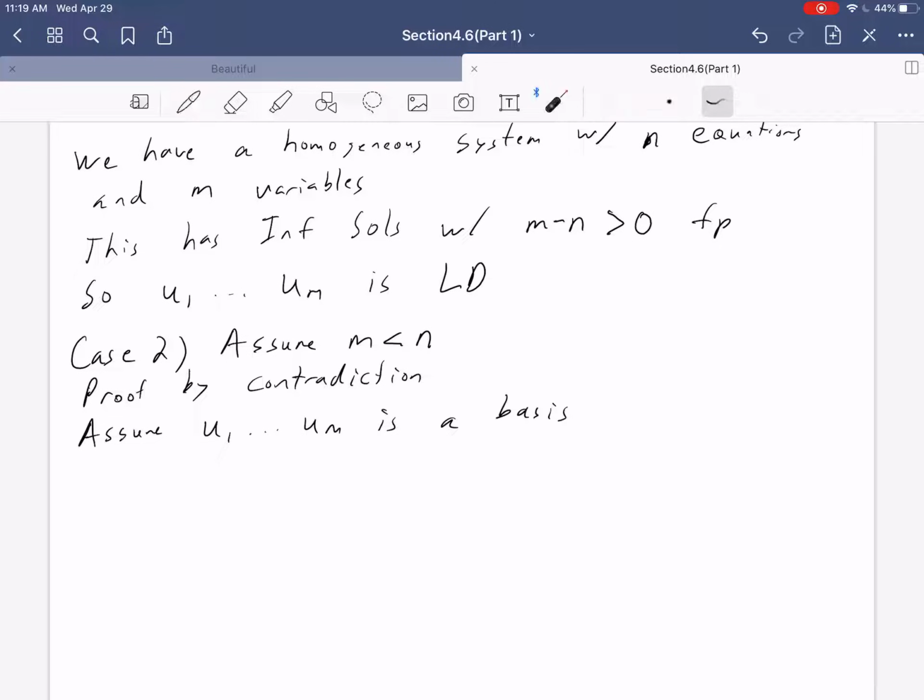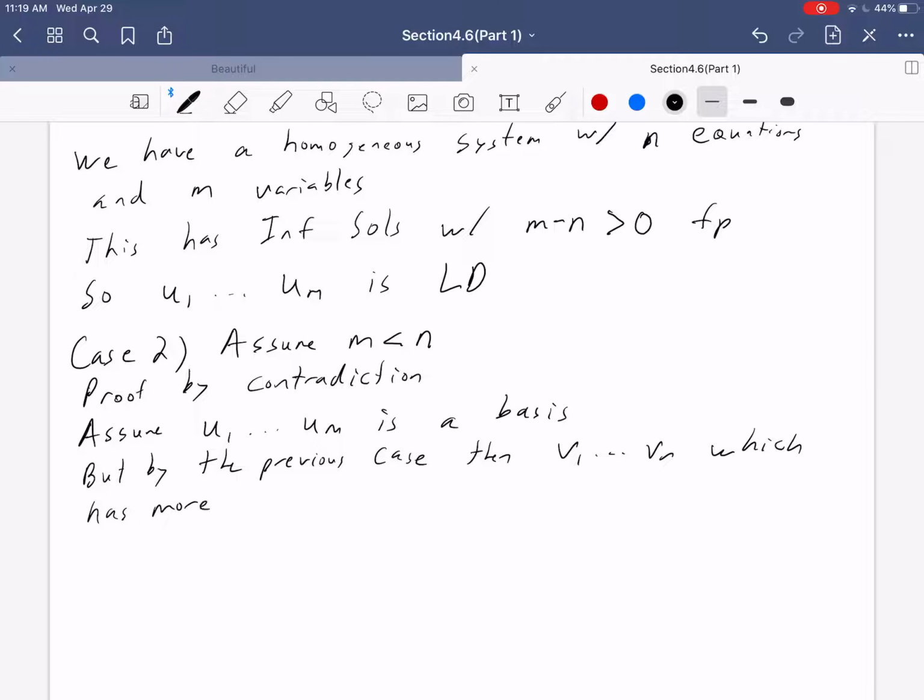Okay, so u1 through um is a basis. But by the previous case, then v1 through vn, which has more vectors, will automatically be linearly dependent. That's what we just showed in the previous case. We said that if you have a basis and you have more things than that basis, it's automatically linearly dependent. But remember, v1 through vn is a basis, so it can't be linearly dependent. So this is a contradiction.